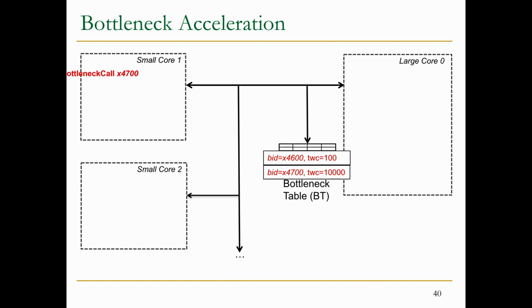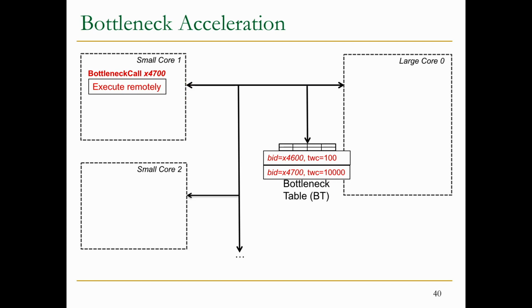Okay. And now it gets the bottleneck called 4700. It does the same thing, asks the question to the bottleneck table. Now, it turns out this bottleneck is actually a limiting bottleneck because its thread waiting cycle is very large. Of course, how do you determine the threshold becomes an issue, as always. With any thresholding mechanism, that's a problem. But in this case, it's greater than the threshold, and the bottleneck table says you should execute it remotely and sends a signal saying, small core, please execute remotely.